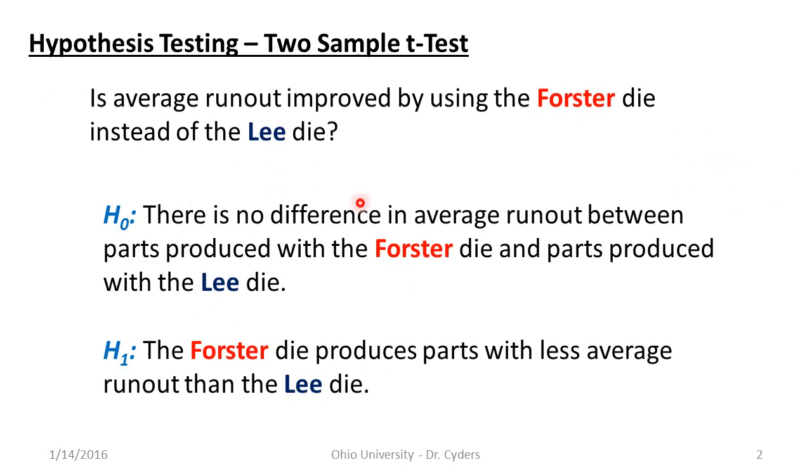So the way that we can restructure this question is to say that we have a null hypothesis. The null hypothesis would say that there is no difference in average runout between parts produced with the Forster die and parts produced with the Lee die. The alternative hypothesis, the one that states the difference we're looking for, is that the Forster die produces parts with less average runout than the Lee die. I want to know that the Forster die is consistently better, in other words, less runout. So that alternative hypothesis is going to affect the way we structure our experiment.